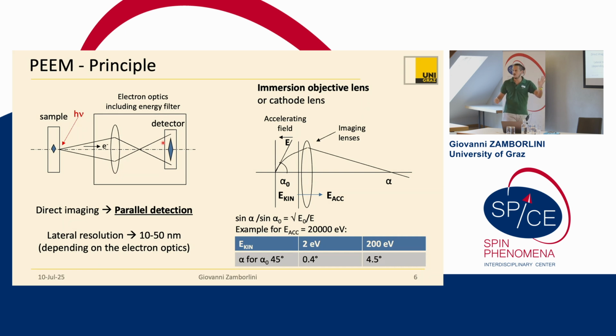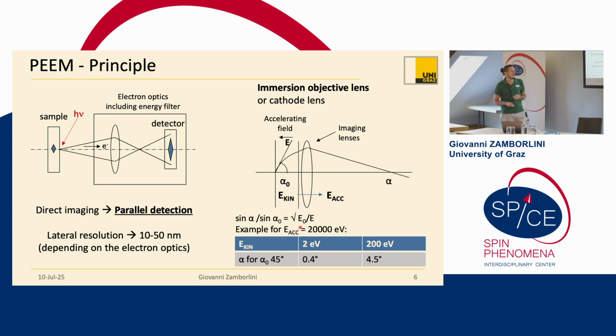So you have your sample, you have your detector, and what you do here is apply an extremely high electric field. So what does that mean? When the sample is grounded, you can imagine that you are photoemitting electrons in the whole solid angle above your surface. But now the electrons see an electric field, and they are accelerated towards the first lens. And here I just put some numbers.